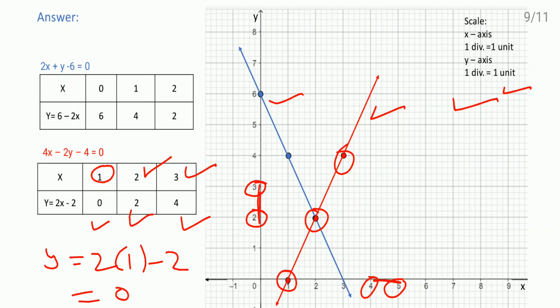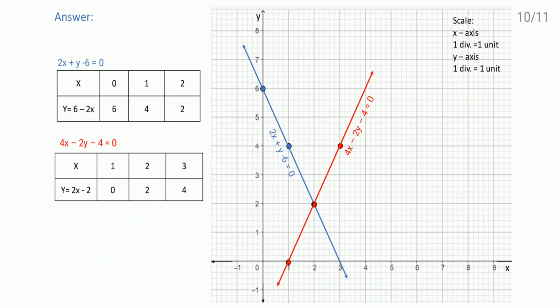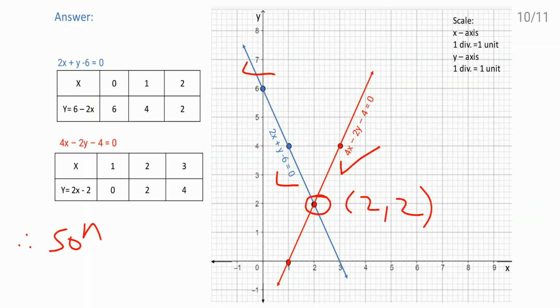Now the final thing is this one. See? On these graph lines we are supposed to write down the equation. This graph line is for this equation and this line, blue color line, is for this equation. Correct? Now from the graph we need to write down the solution. Look at this intersection point, this point. What is that? 2, 2. Therefore, the solution is 2, 2. Correct? This is the final solution from the graph.